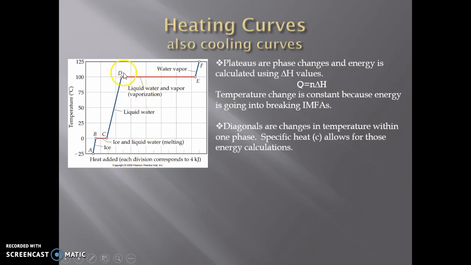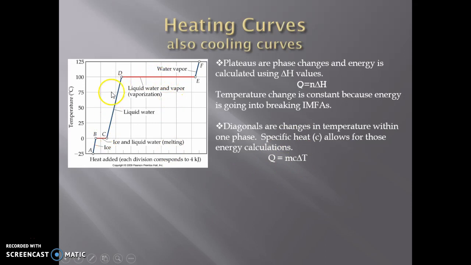At the diagonals, now you do see a temp change because we are changing the kinetic energy of the material. This is where specific heat comes in. We've talked about specific heat before. So how much energy does it take to change 1 gram of material 1 degree Celsius? That amount of energy is what's controlling the steepness of the line. And so remember that the energy associated with that is Q equals mc delta T.